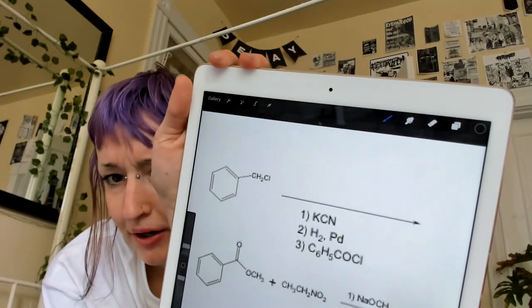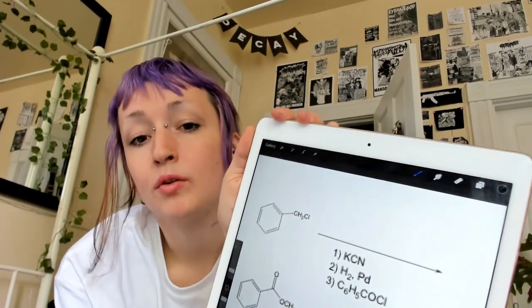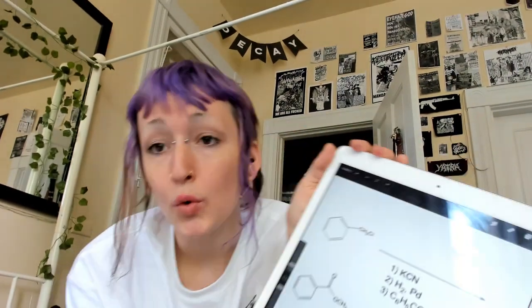So the first question that we have, I'm going to zoom in so it's clearer. For some reason, the second page is a little bit blurrier, but you have a benzene, which you remember is aromatic, and it's been substituted with chloromethane. It's got one carbon, so it's methane, and then there's a chlorine on it. So the first reactant that we have is KCN.